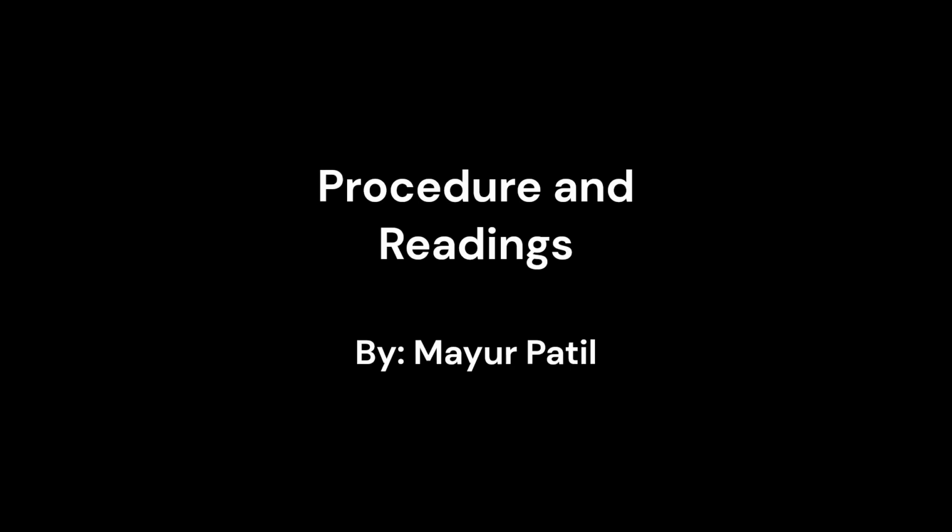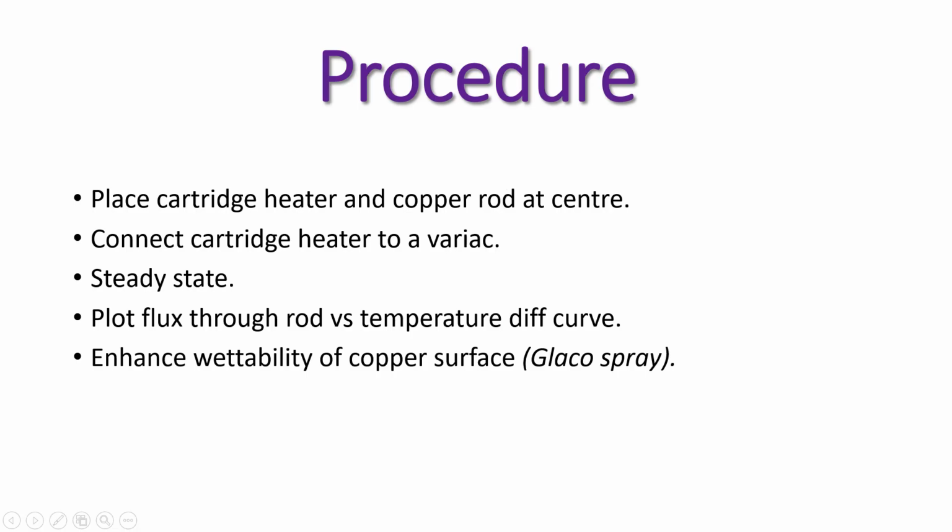So now I'll be explaining the procedure that we'll be following to perform the experiment. First, we'll place the immersion heater inside the water and the cartridge heater at the center of the copper rod. Then we connect the cartridge heater with the variac and turn on the immersion heater, variac, and thermocouple sensor. Then we will allow the thermocouple readings to reach a steady state.